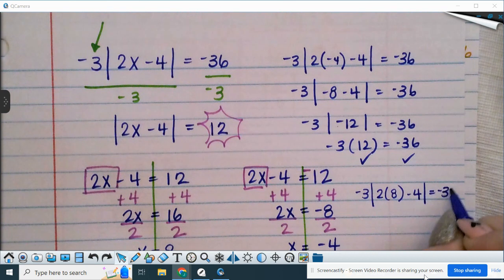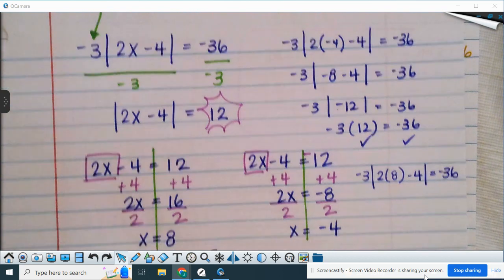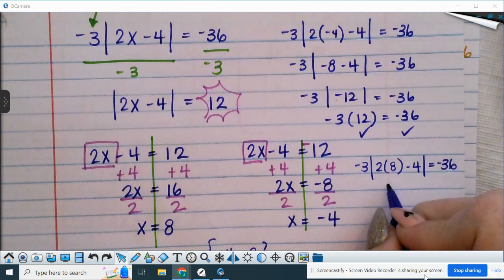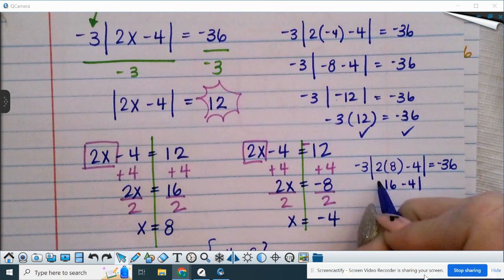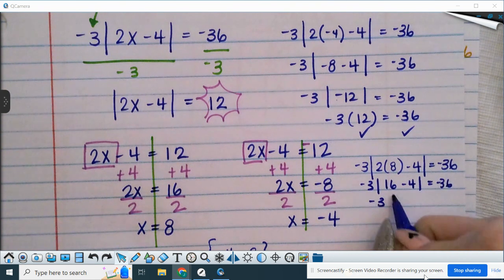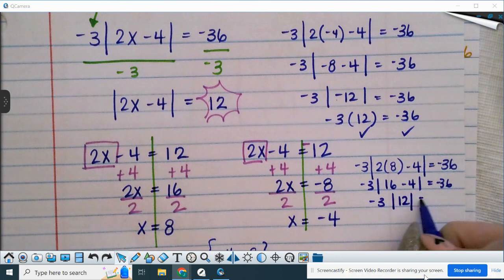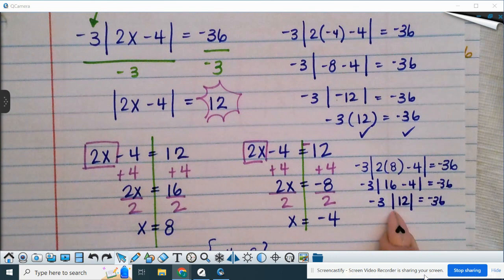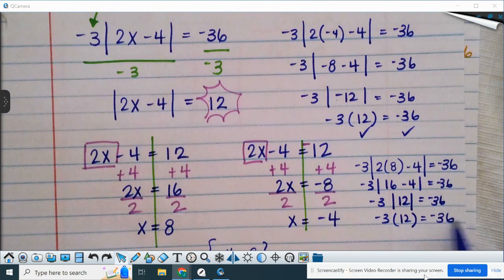make sure you're writing this down if you're doing your note submission for a grade. So 2 times 8 is 16 minus 4. -3 times the absolute value of 12. Remember, the absolute value of 12 is a +12. So -3 times a +12 indeed is a -36. So the solutions to this absolute value equation are both -4 and +8.